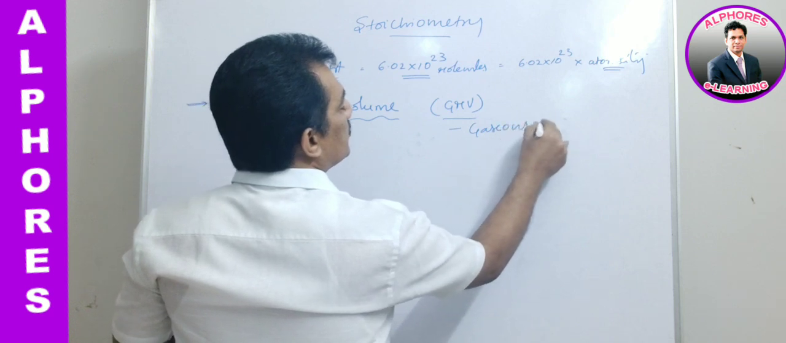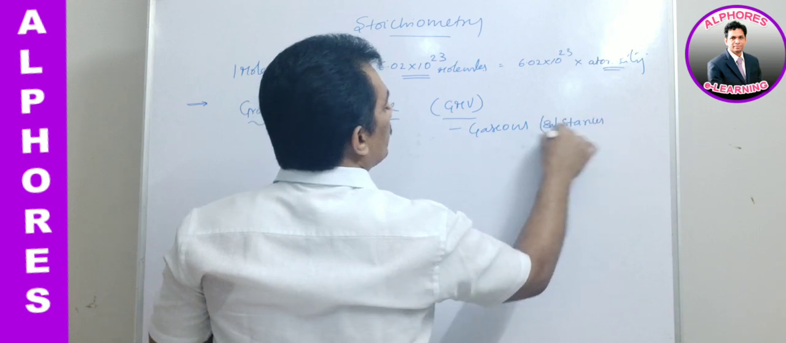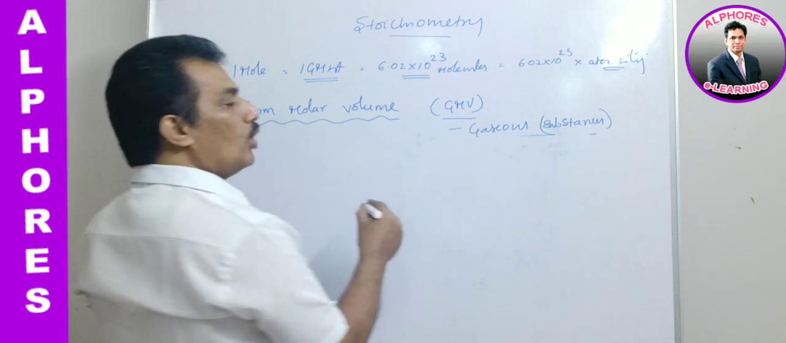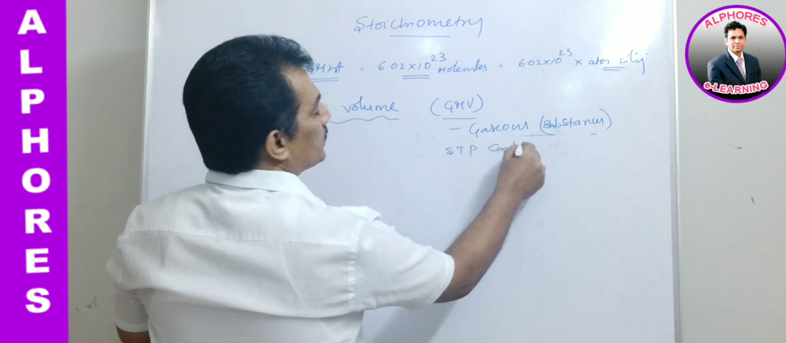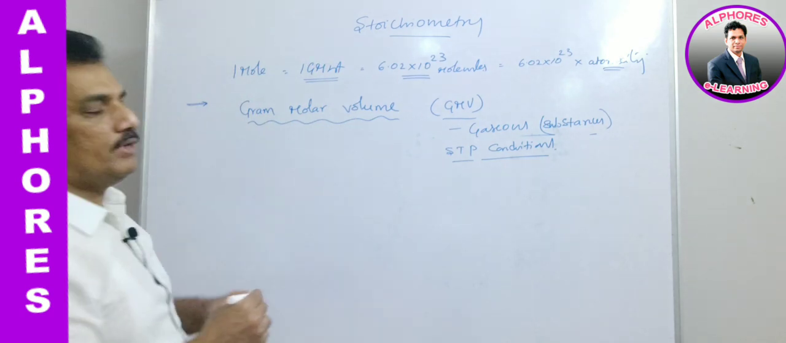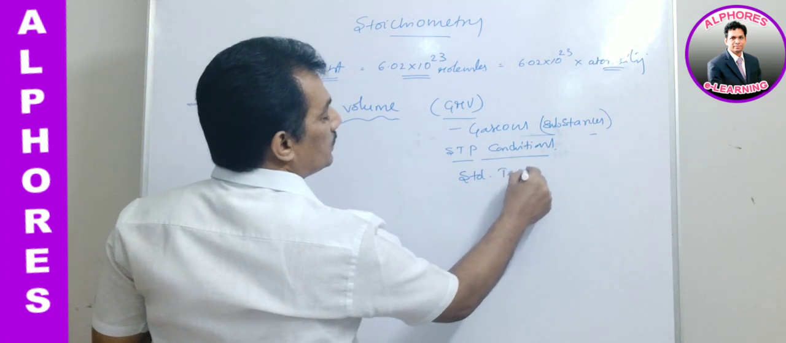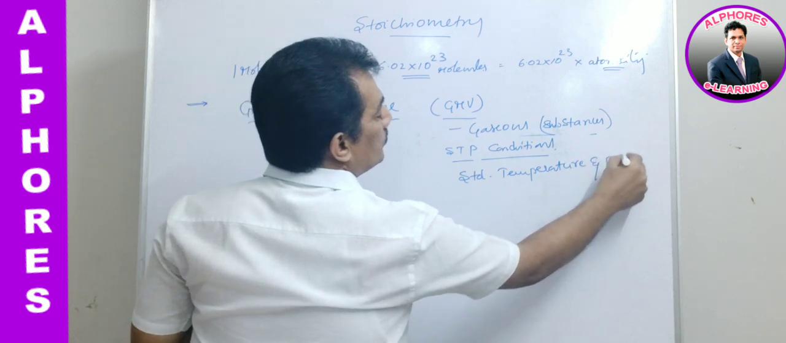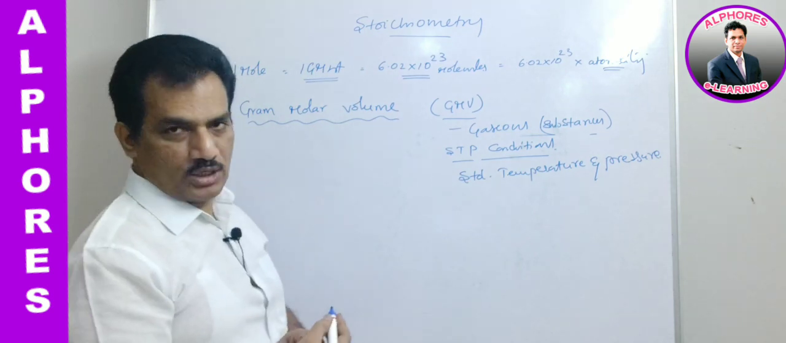You remember, this gram molar volume is related to gaseous substances. Only for gaseous substances can we find the gram molar volume. For measuring it, we require STP conditions. First of all you should know what STP conditions are. The abbreviation STP stands for standard temperature and pressure.